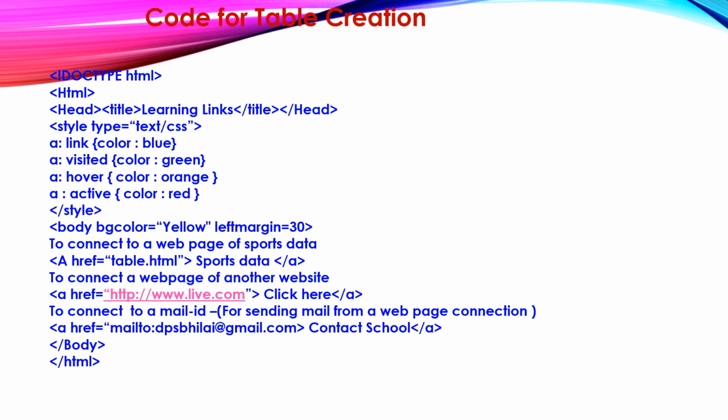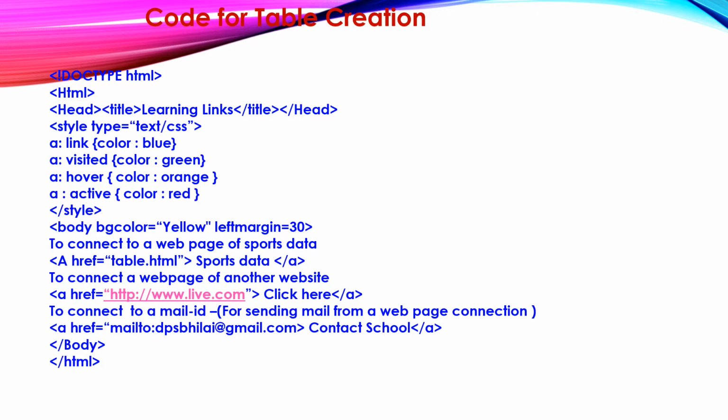Link color means the color of the text which contains a link to a part of the web page or to another website. The color which you set will be the link color. When you open the web page in any browser, the text which contains a link will appear in blue, as I have set blue.